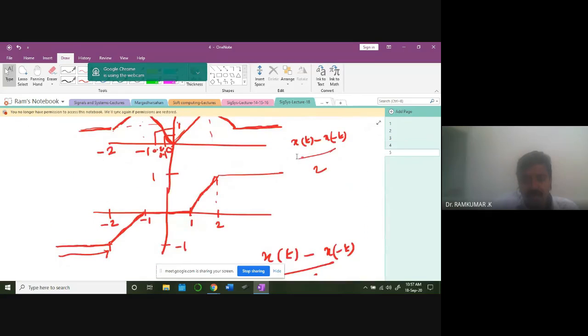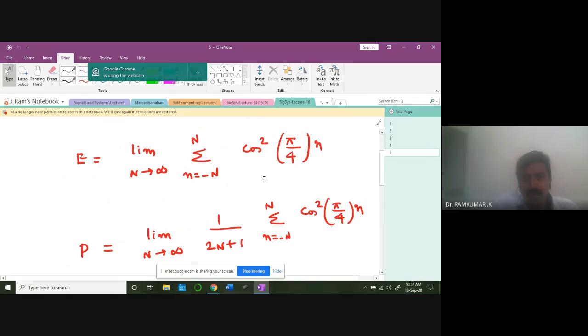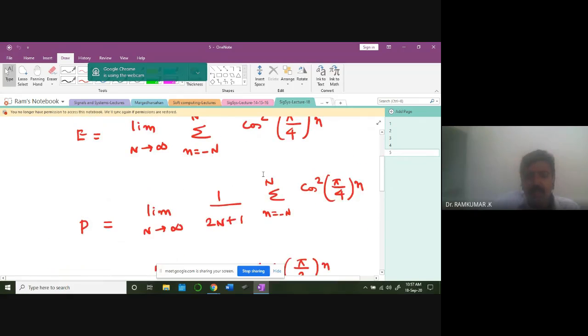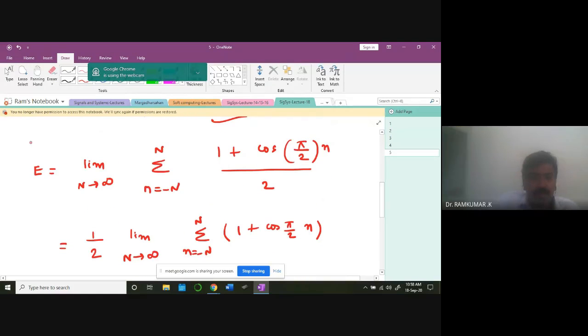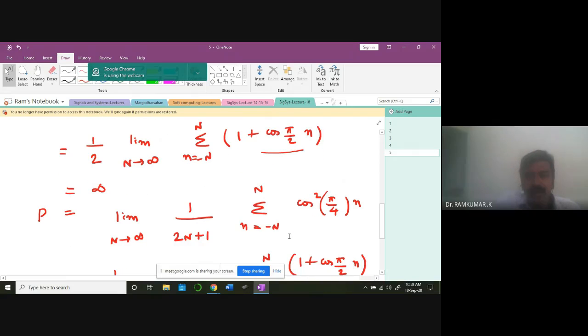Okay. Last problem, you can do this one in the same manner, whatever I said. Here it is going to be cos square pi by 2. It's a periodic waveform. Immediately, energy is not existing, only power is existing. The sum from 2n plus 1 equal to minus n to n of cos square pi by 4n. Cos square theta can be written as 1 plus cos 2 theta divided by 2, is a formula. Remember that, a trigonometric identity. 1 plus cos, 2 theta means 2 pi by 4, so pi by 2. And comfortably you can work this out.